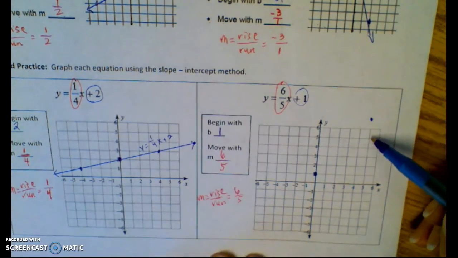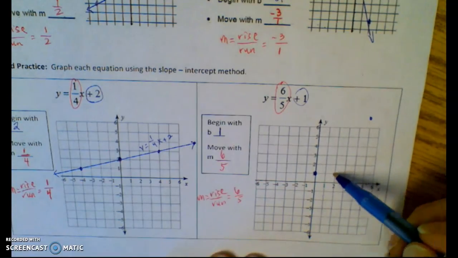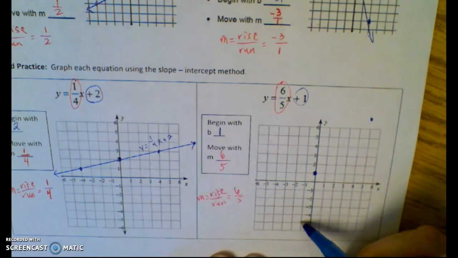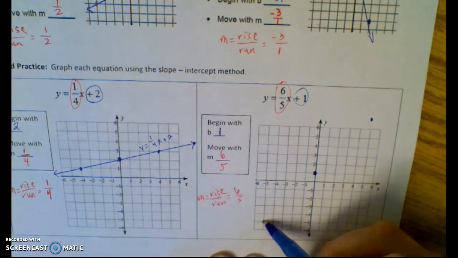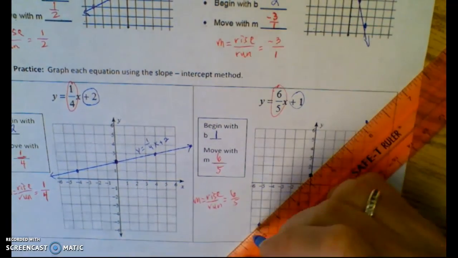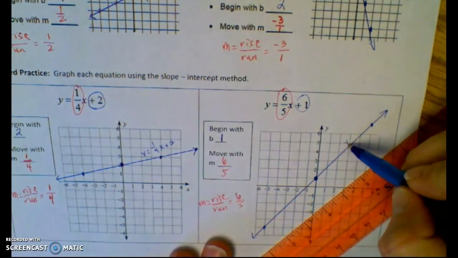Running out of room, you could continue the pattern in the opposite direction. So come down 6, over 5, come down 6, and over 5. Making sure your points line up. Remember, you're going to connect them with a ruler. You're going to have arrows at both ends, and you're going to label.